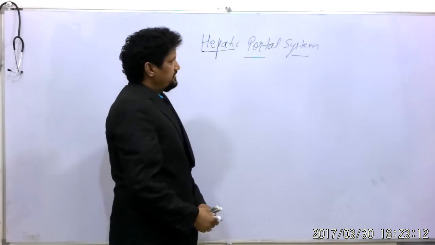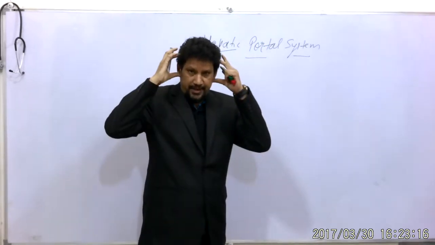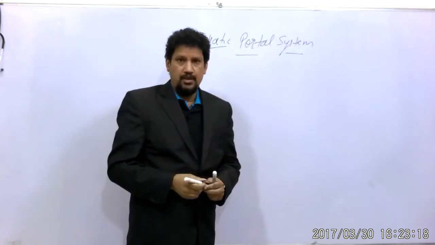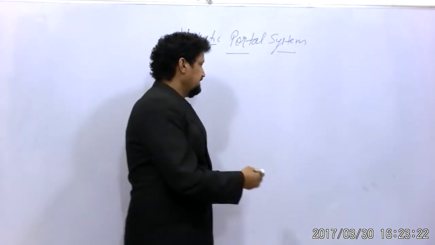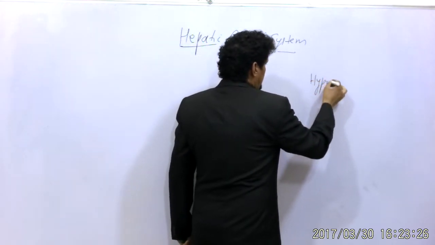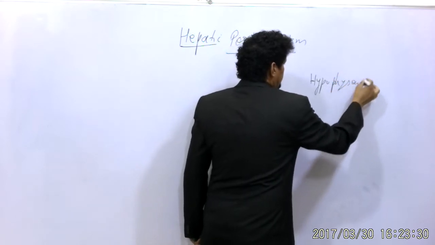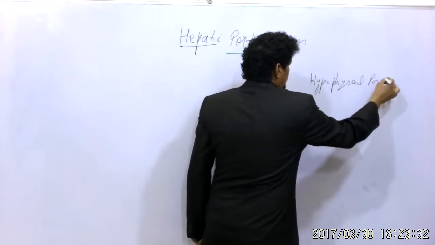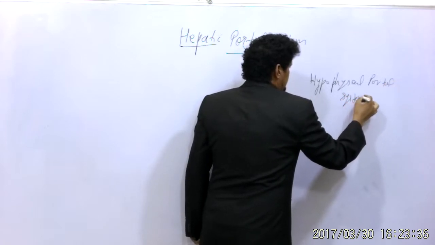The other portal system of the body is inside the brain or cranium, and it is related to the hypophysis, so it is known as the hypophyseal portal system.